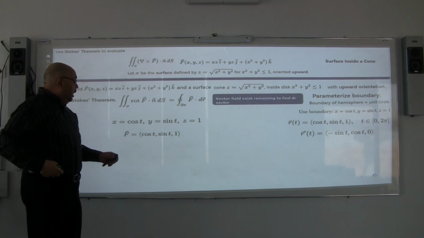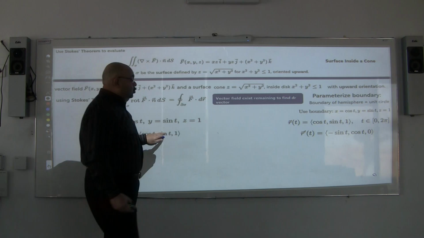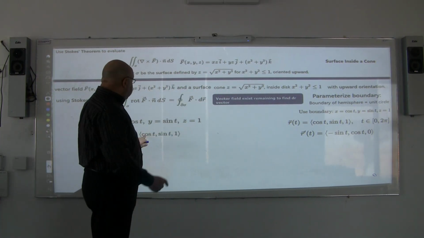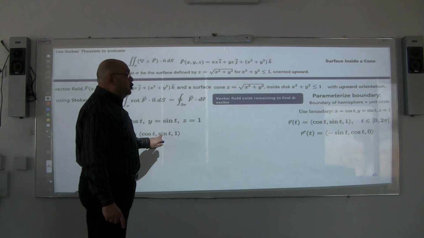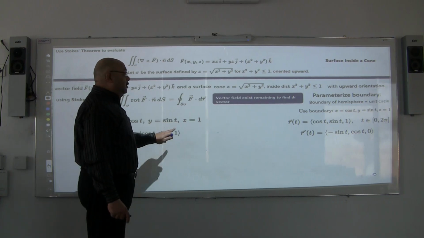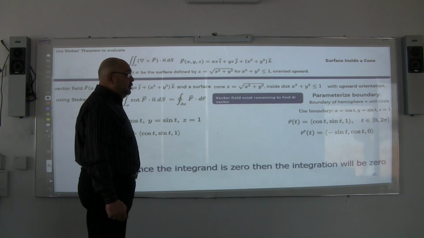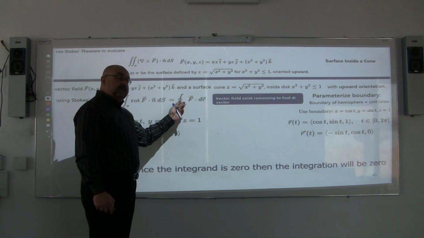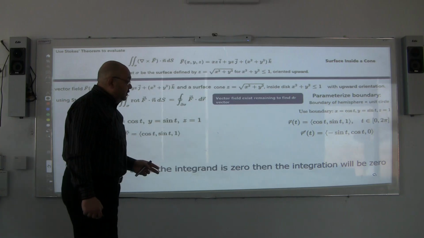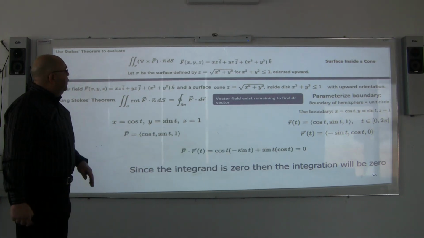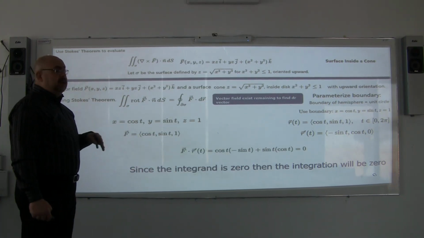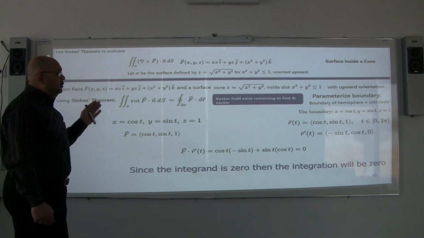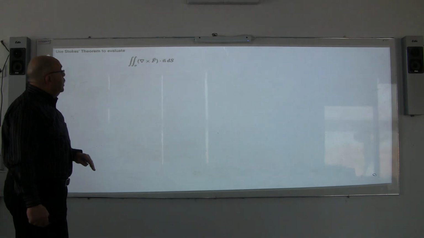Multiplying f dot r dash will develop cosine t times negative sine t plus sine t times cosine t, which is going to be 0. 1 times 0 is going to be 0, so the integrand is equal to 0. So this integral is equal to 0, so the circular integration will be 0. And that's the value of the vector field integration around this surface.